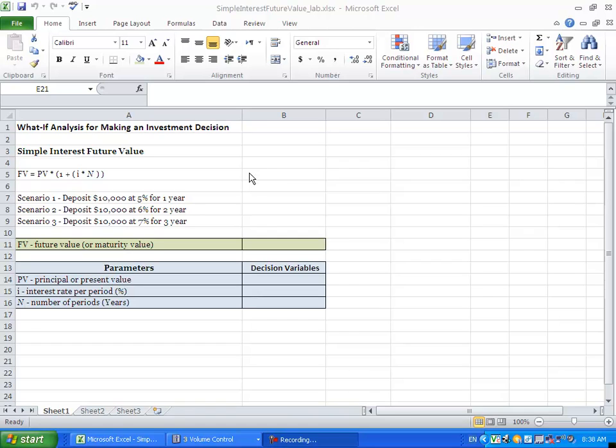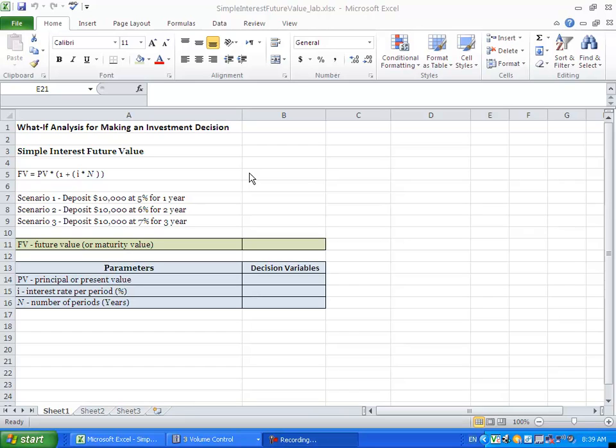And the future value is our original principal plus the interest the bank is willing to pay us for our deposit. So we need to make a decision here. We have three scenarios. In each of the three scenarios, we have $10,000 we want to invest. We can invest that at 5, 6, or 7%, but at each investment rate, the money is tied up for a period of years. At 5%, 1 year, 6%, 2 years, 7%, 3 years.